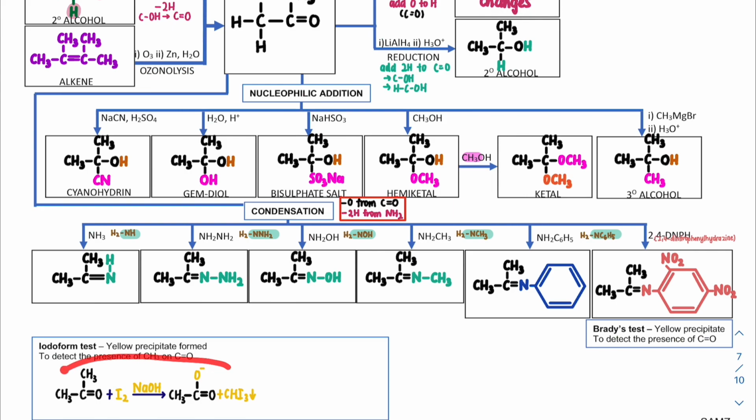For this one, just add. For example, our ketone, 2 propanone. In this case, again, because we want to detect the presence of CH3 on the C double bond O, what will happen is that the CH3 will be converted, or substituted, with O minus. Since we have 2 CH3, we're only going to substitute one. The other one, we maintain.